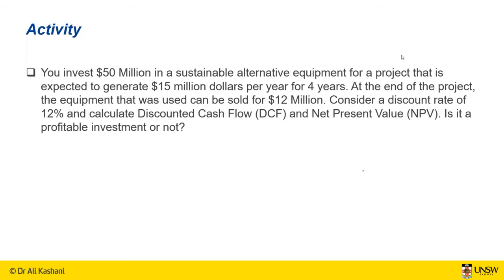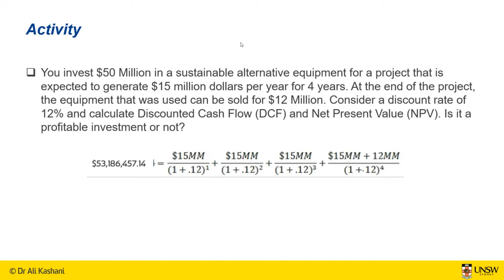The thing that you want to do now is calculate the discounted cash flow and net present value to realize whether this project is going to be profitable or not. Okay, so this is the equation that you use. You have 4 years, so you have 4 different discounted cash flows for year 1, year 2, year 3, and year 4. And here is your 12% discount rate, as you can see, 1 plus 0.12. And these are the number of years, 1, 2, 3, and 4.